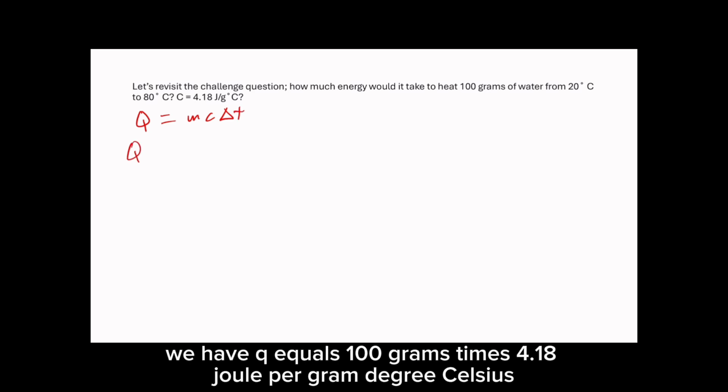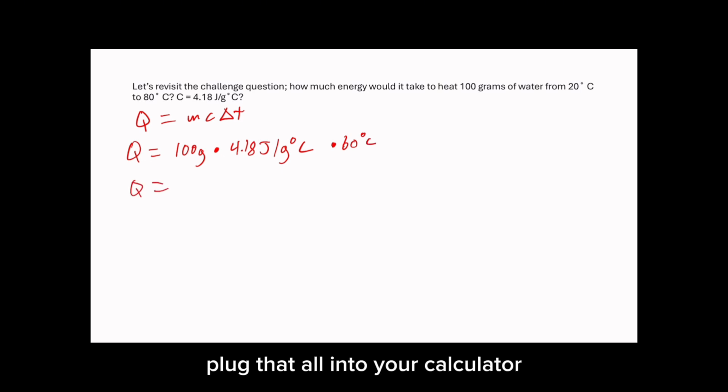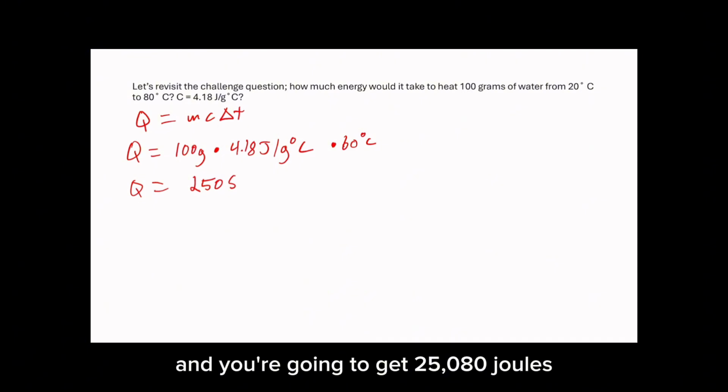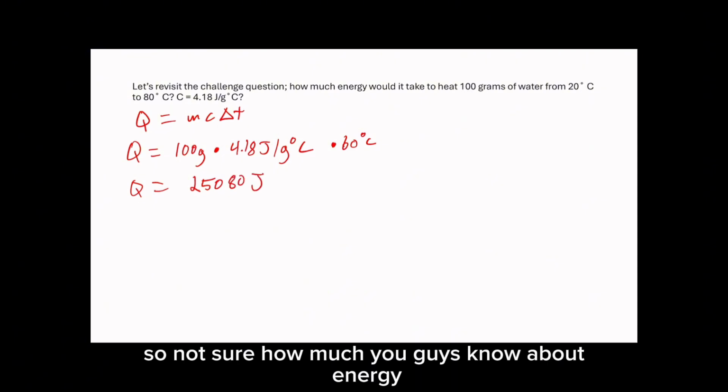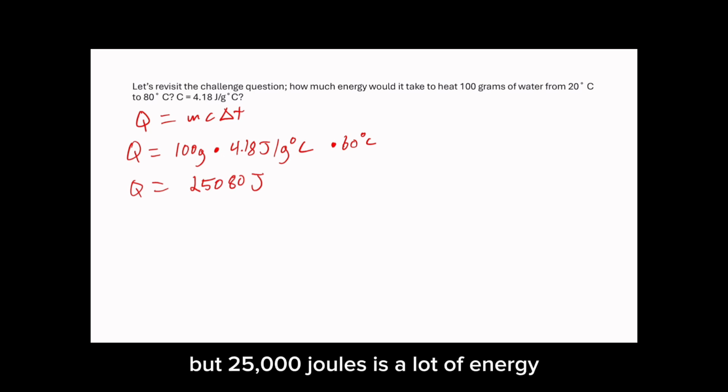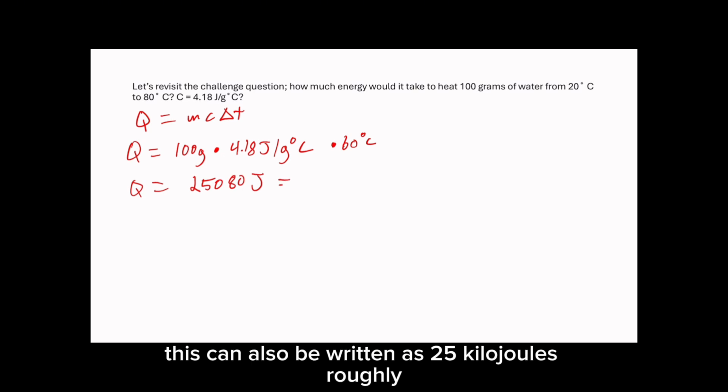We have Q equals 100 grams times 4.18 joule per gram degrees Celsius times 60 degrees Celsius. Plug that all into your calculator and you're going to get 25,080 joules. So, not sure how much you guys know about energy, but 25,000 joules is a lot of energy. This can also be written as 25 kilojoules, roughly.